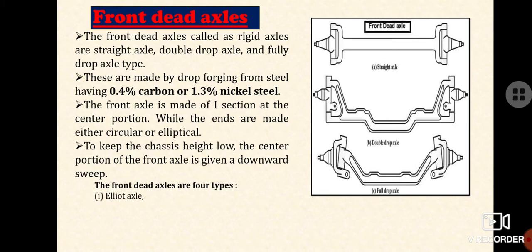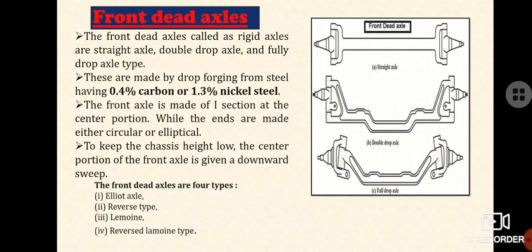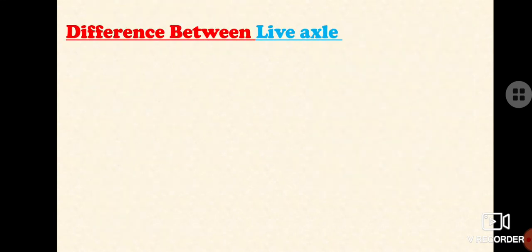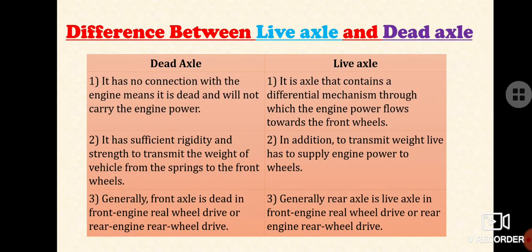Here, the types of dead axle are mentioned: the Elliott axle, reverse Elliott type, Lemoine, and reverse Lemoine type. So these are the four types of front dead axles. Now let us differentiate between live axle and dead axle.